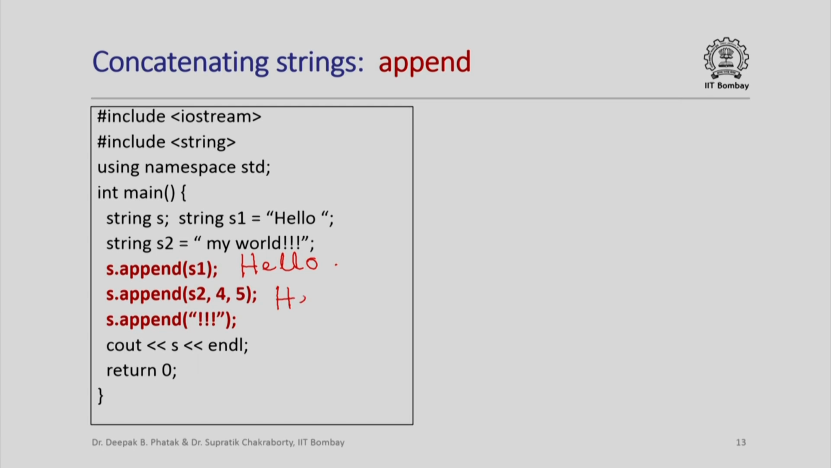So what is the value of the string S over here after the statement is executed? It is hello space world, and finally I am going to append the constant string 3 exclamations to it. So S already has the value hello space world, so after this append it will get the value hello space world followed by 3 exclamation marks, and finally when I try to print out S, that is what I will print out: hello space world 3 exclamation marks.